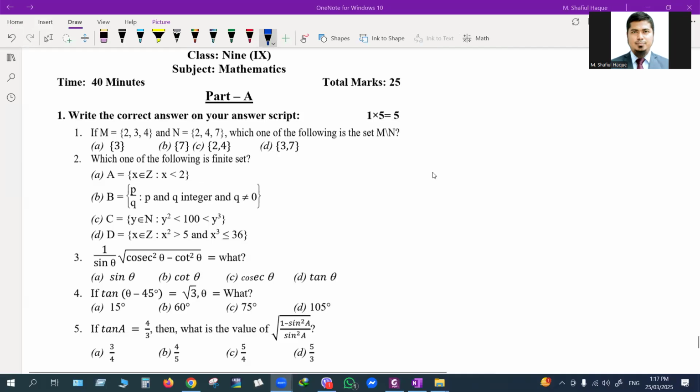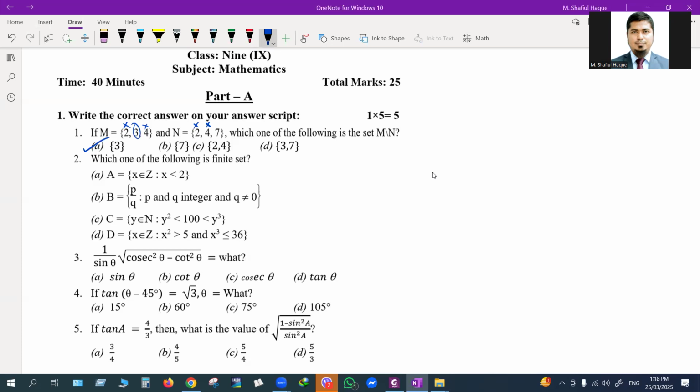So you can see that question number 1, MCQ. M minus N. We will find the common elements of M and N. So 2 is common, 4 is common. So we will delete the common elements from the first set, that means M. So 3 will remain, 3 will be the answer.